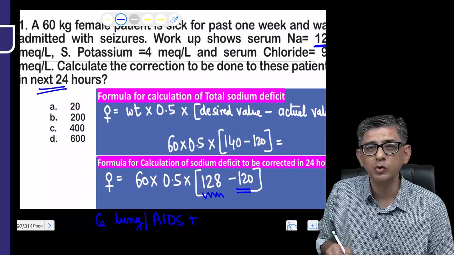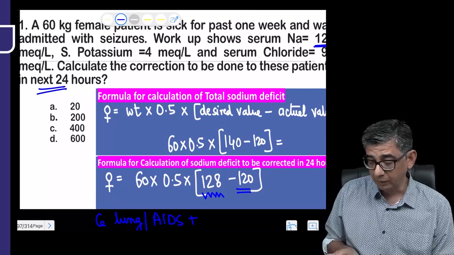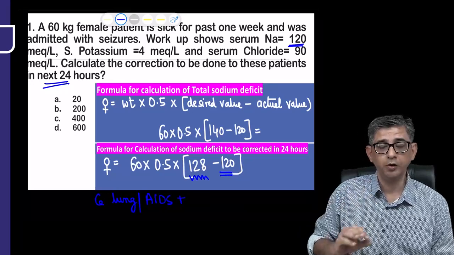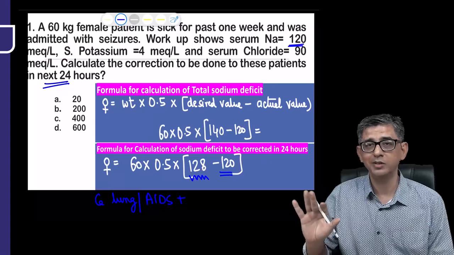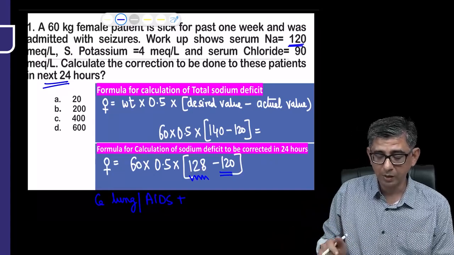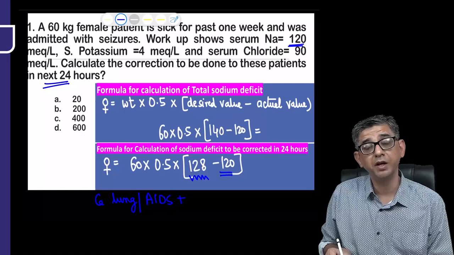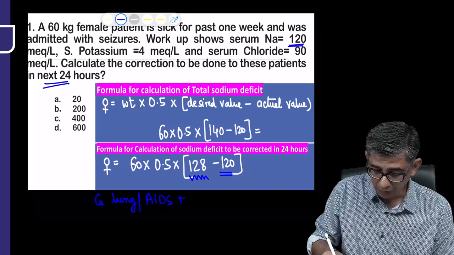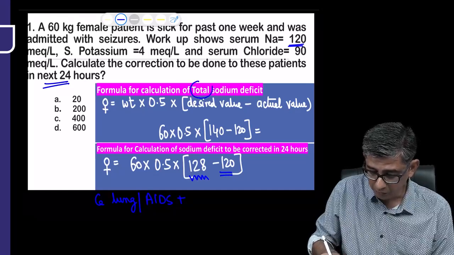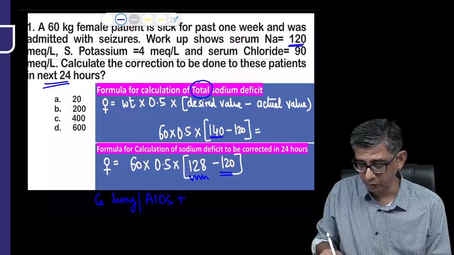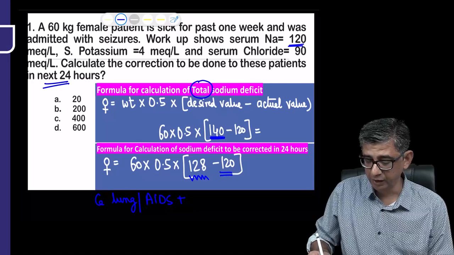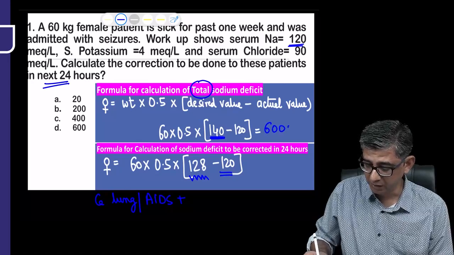And guys, most of the time these mathematical questions are either a one-step multiplication or a one-step division. If you're doing some high-fi mathematics, that question is definitely going to go wrong. Here you're going to multiply 60 by 0.5, and if he asks for the total correction to be given to this patient, then the desired target value will be 140. As a result, when I multiply, this will turn out to be 600 milliequivalents.